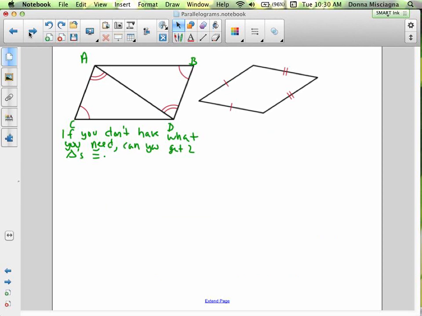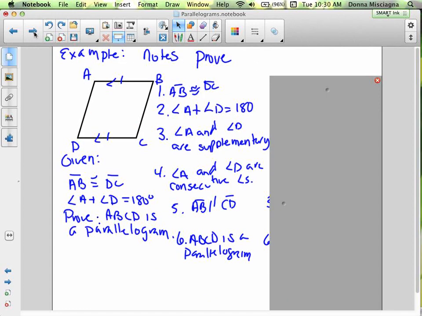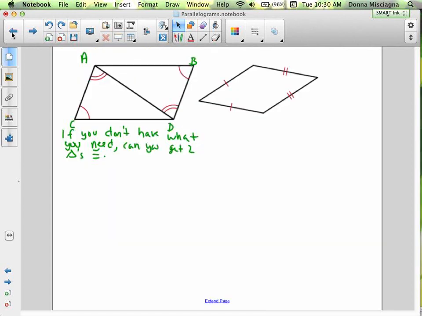We're going to do the last 3 proofs, and then we're going to be looking at finding some missing measures in parallelograms.